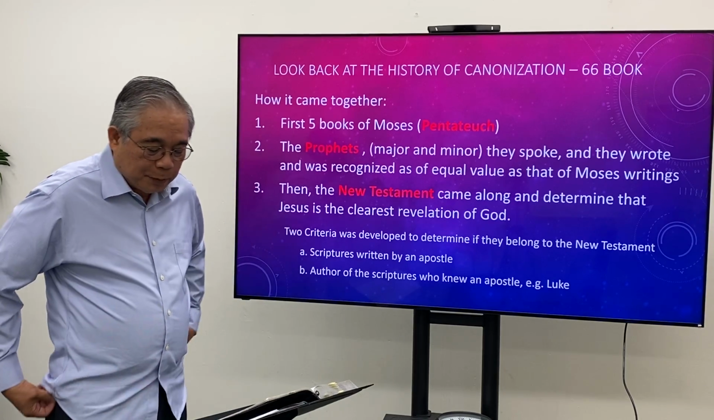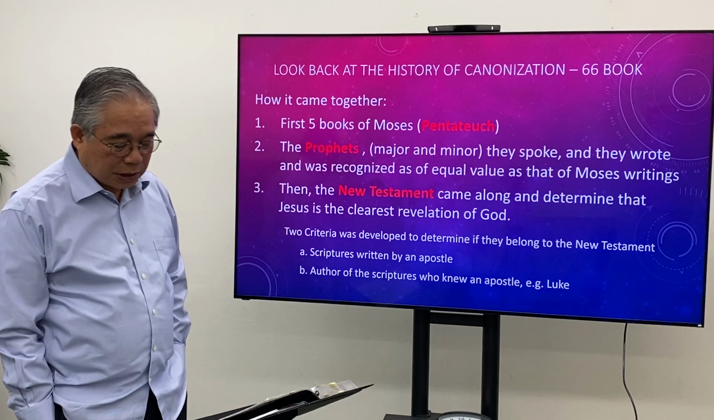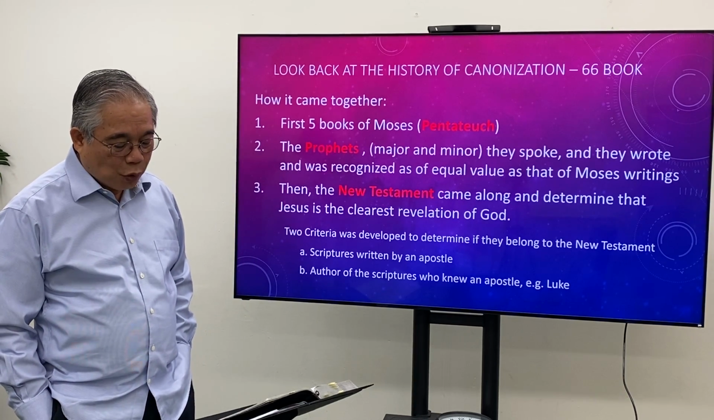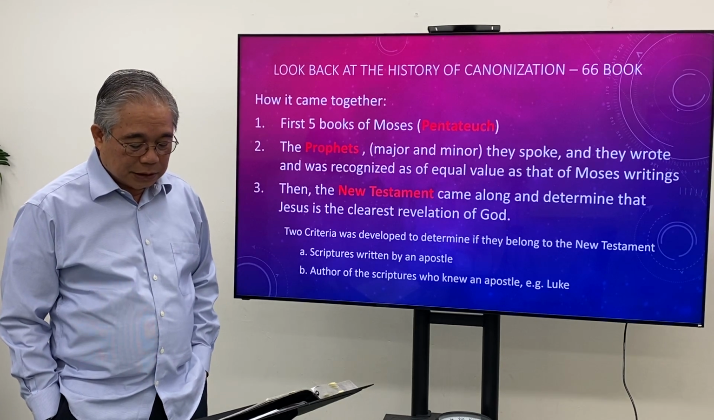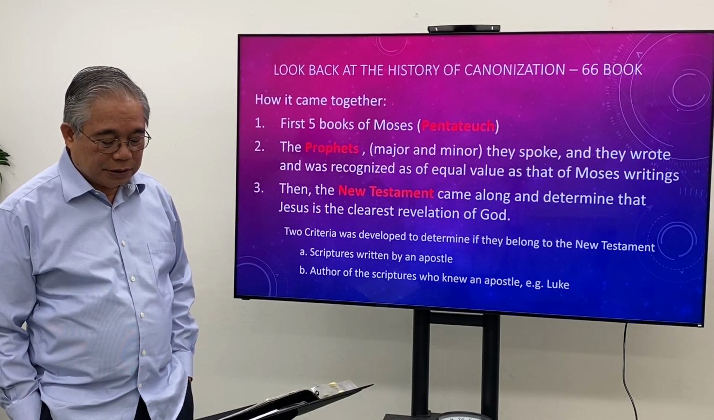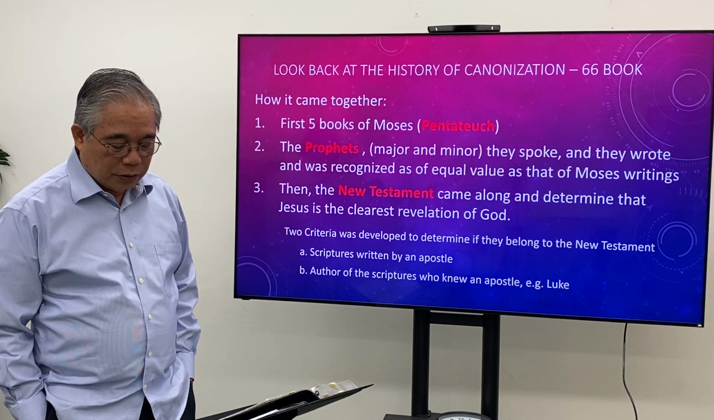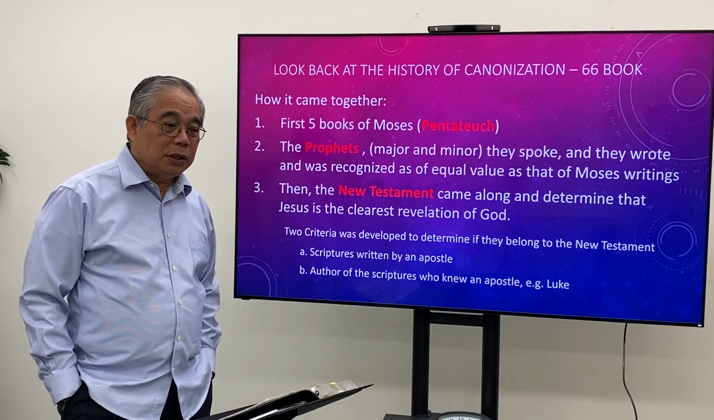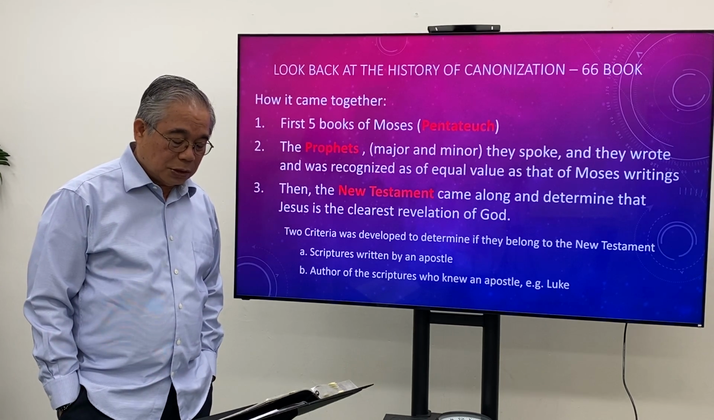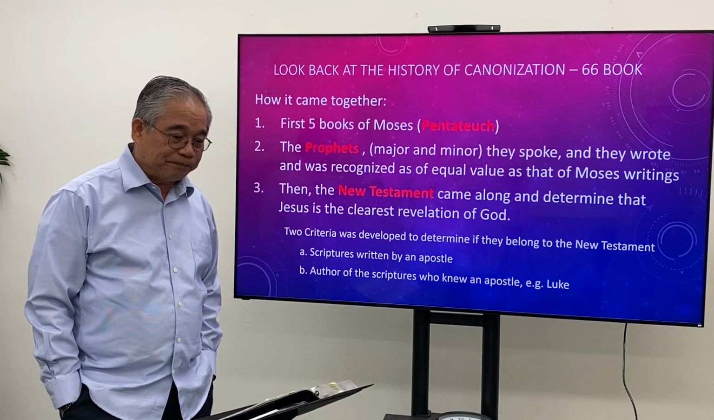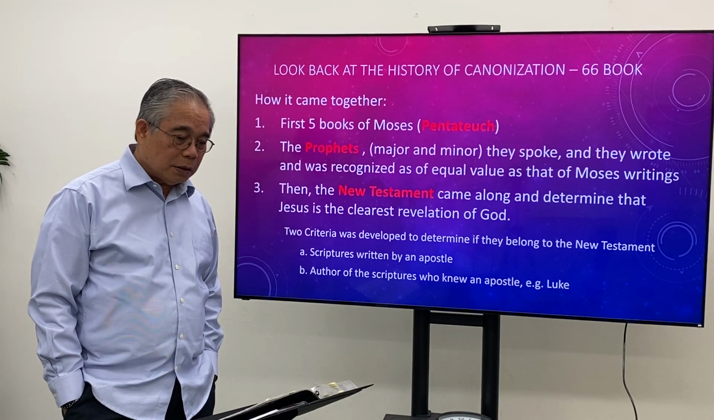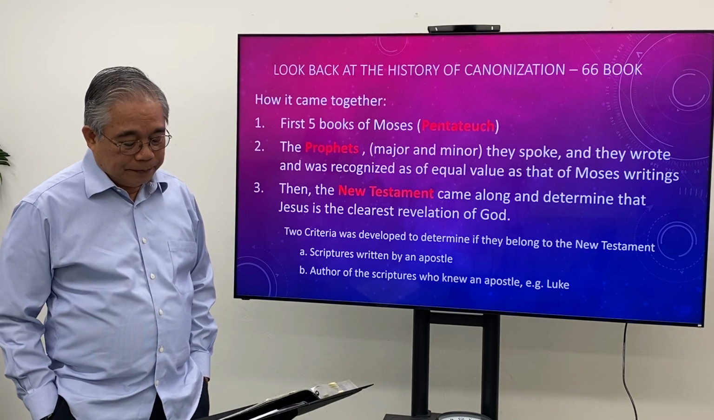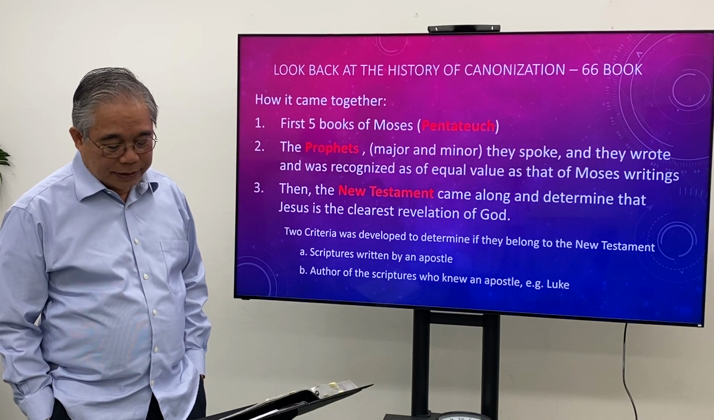Little by little, God's people determined that some books are clearly God's message, and some books clearly do not qualify to be included. And some books are on the fence. Where do we draw the line, you know? Which one is to be included and which one is not? Those are the questions the committee decided. And then during the time of Luther, he drew the line.